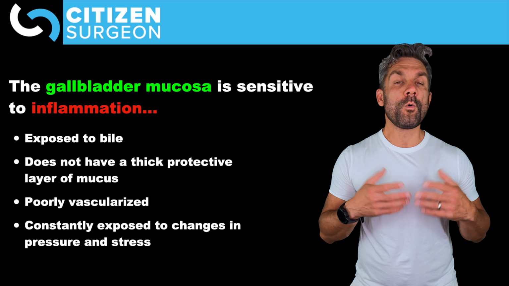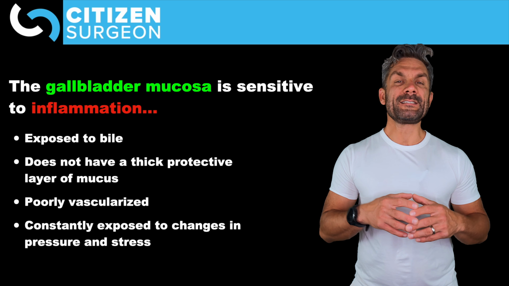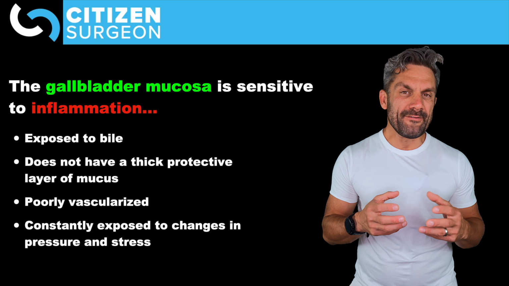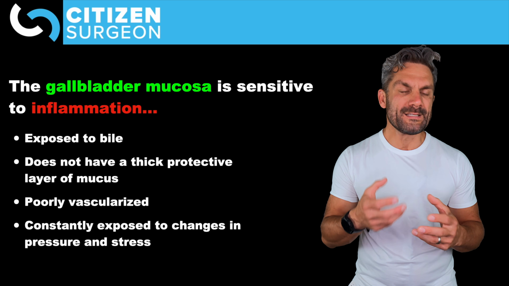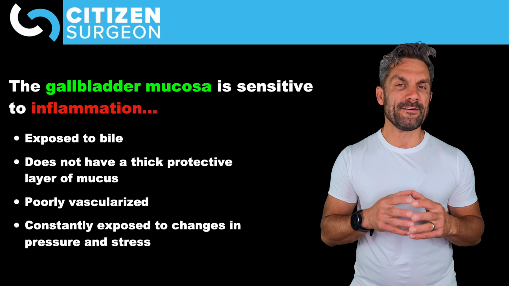Third, it has a poor blood supply. And finally, it is constantly exposed to different pressures, and that causes injury to the mucosa. So these are all the reasons why the gallbladder mucosa is sensitive to inflammation.